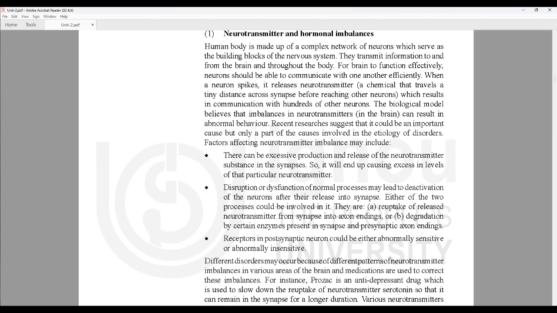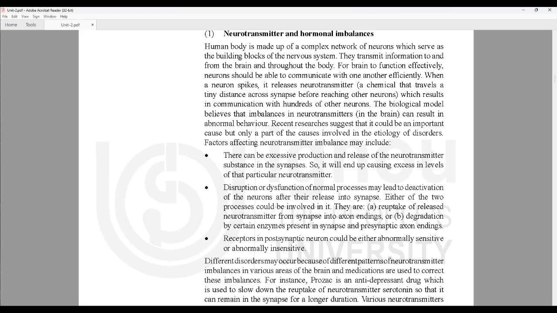Disruption or dysfunction of normal processes may lead to deactivation of the neurons after their release into the synapse. Either of the 2 processes could be involved in it. They are a. Reuptake of released neurotransmitter from the synapse into axon endings, or b. Degradation by certain enzymes present in the synapse and presynaptic axon endings. Receptors in the postsynaptic neuron could be either abnormally sensitive or abnormally insensitive. Different disorders may occur because of different patterns of neurotransmitter imbalances in various areas of the brain, and medications are used to correct these imbalances.